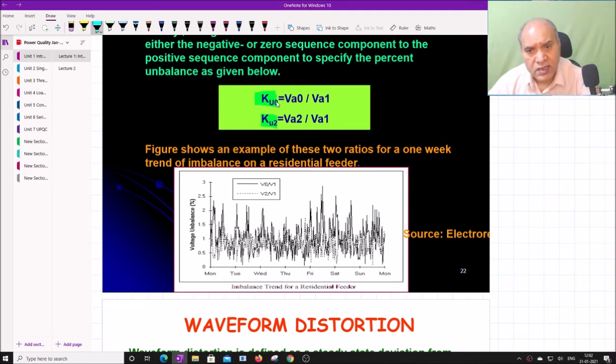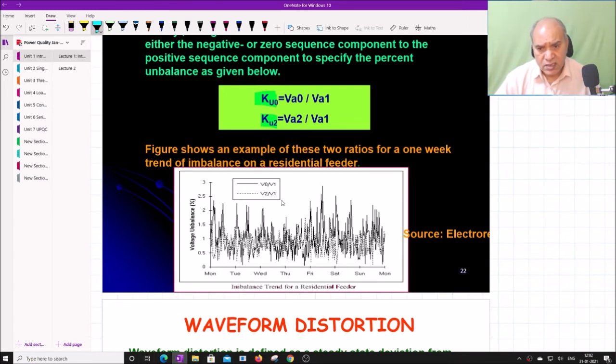Now as you see, these unbalance factors basically characterize their corresponding component. For example, Ku0 is Va0 by Va1. So Va0 is zero sequence voltage A phase divided by positive sequence voltage A phase.